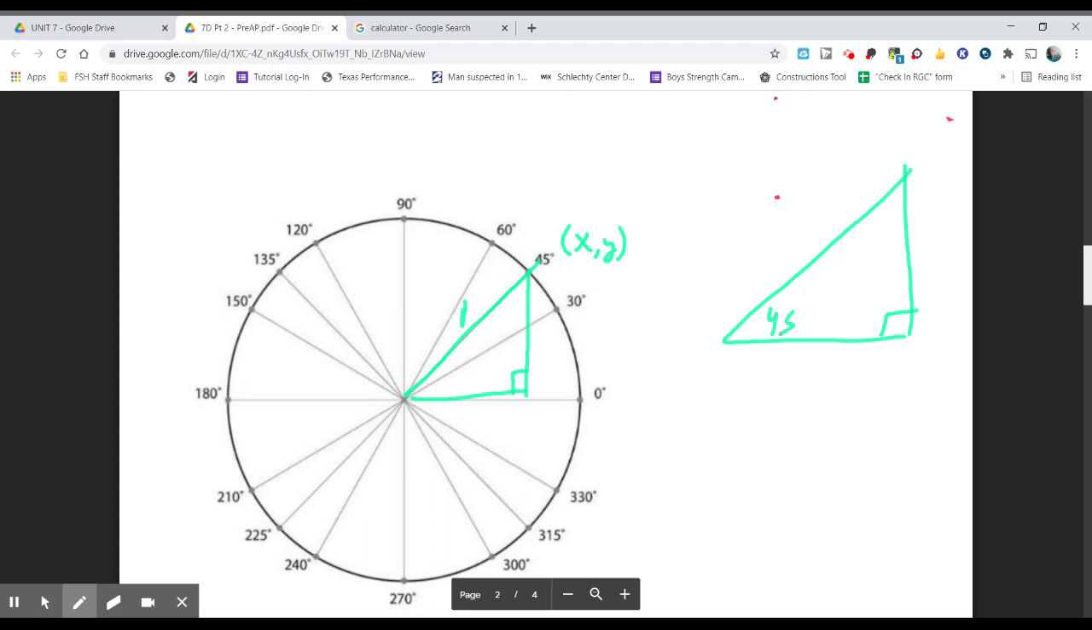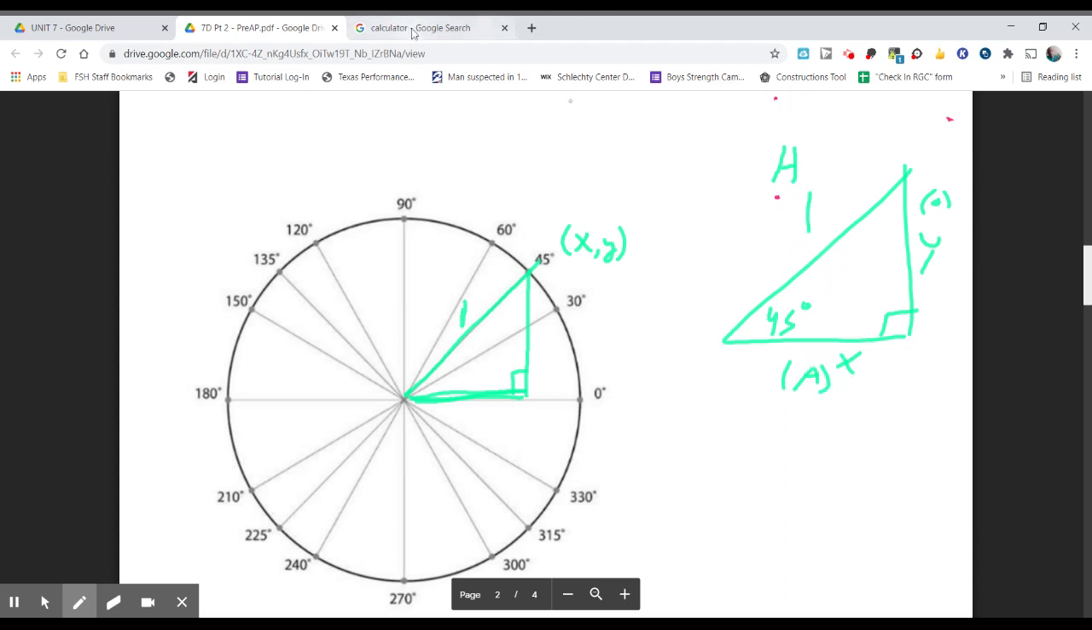Okay, so now we have our 45-degree angle here, and we know our hypotenuse is 1. Now the opposite leg, again from the 45-degree angle, is our Y value, because it's our height. That's our opposite leg. Our adjacent leg is our X value, because that's the horizontal distance from here to there. So again, to find the X, X is the adjacent, 1 is the hypotenuse.